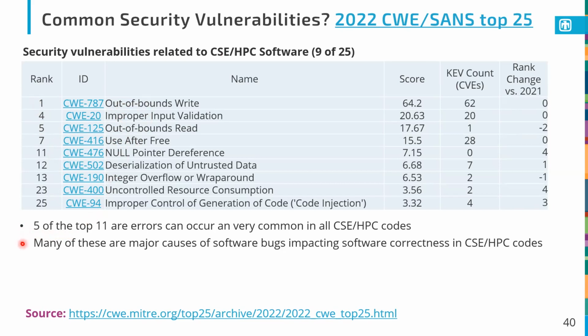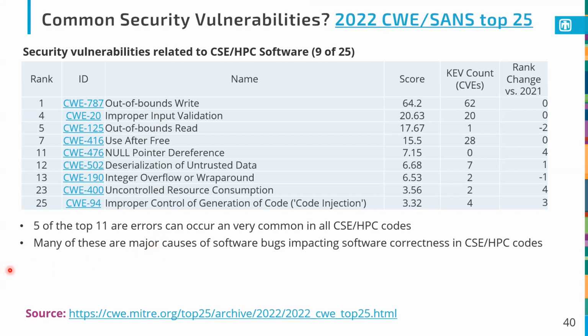But what I will note about this is that many of these issues are not just security vulnerabilities, but they're also major causes of software bugs impacting our software correctness that can cause our computational software to give the wrong answer or to crash the simulation. Or just affect the general robustness of our software.